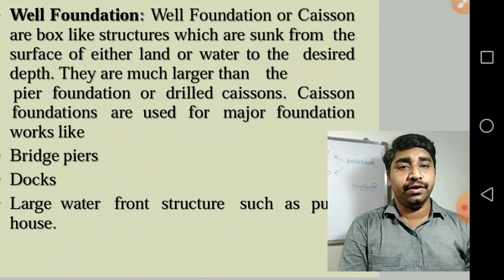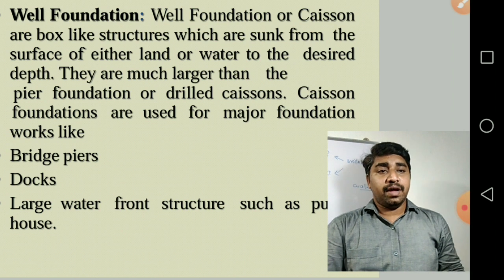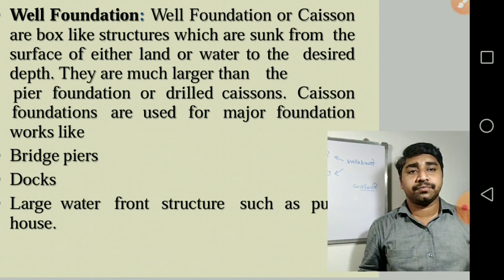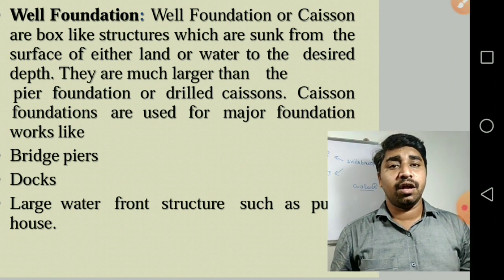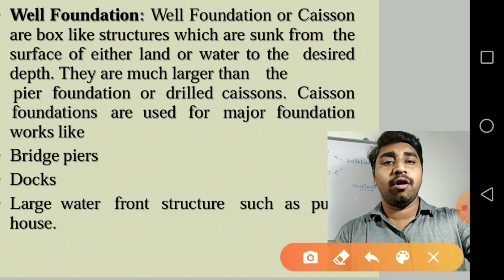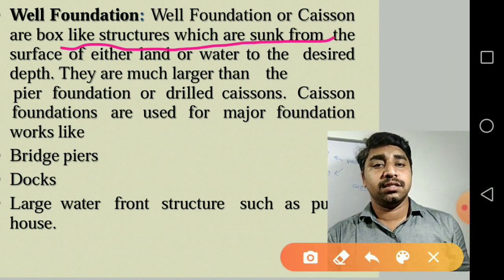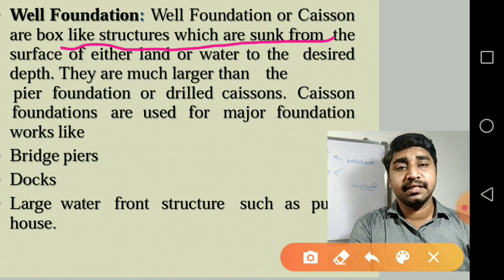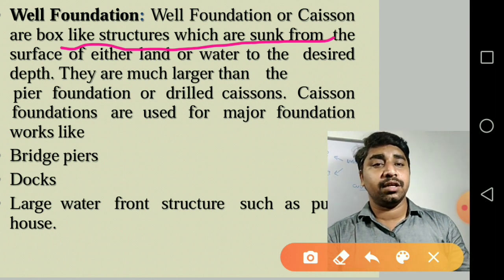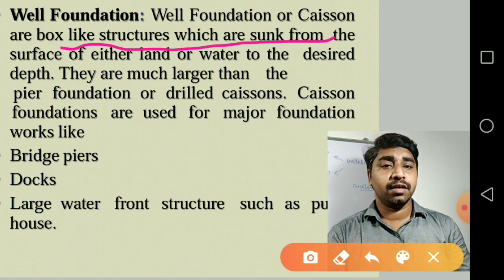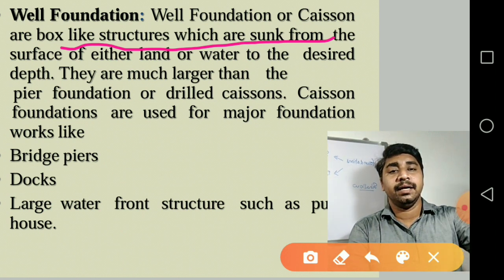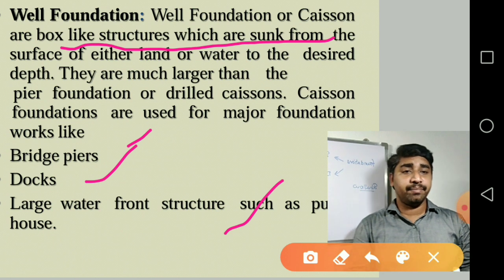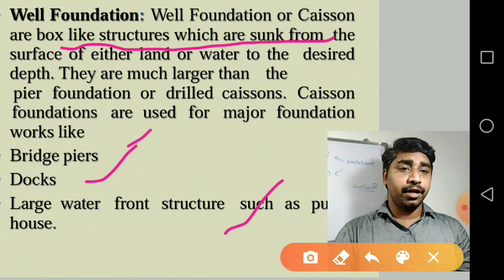Next one is the well foundations. So what are these well foundations? Well foundations are another important type of deep foundations. Well foundations, or caisson foundations as we call them, are also box like structures. These are box like structures or circular, cylindrical structures which are sunk from the surface, on either land or in water, to a desired depth. They are much larger than the pier foundations or drilled caissons. Caisson foundations are used for major foundation works like bridge piers, docks, large waterfront structures, etc. Mainly in case of bridges, these well foundations are more prominently used.